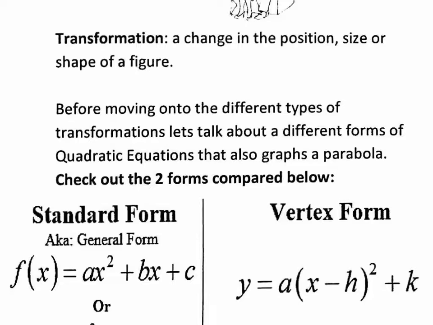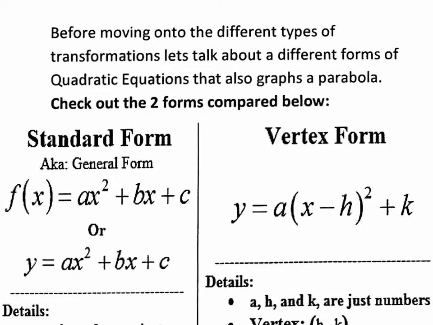Transforms from a car to a robot, right? From a robot to a car. So right here we're going to be transformed. We're going to be changing the location of these different parabolas and changing the shape of these different parabolas. Before moving on to different types of transformations, let's talk about different forms of quadratic equations that also graph parabolas.